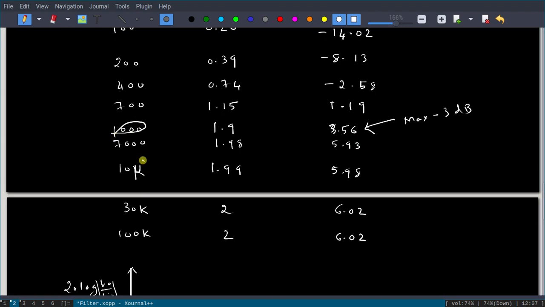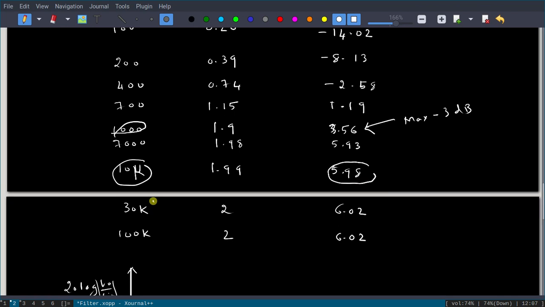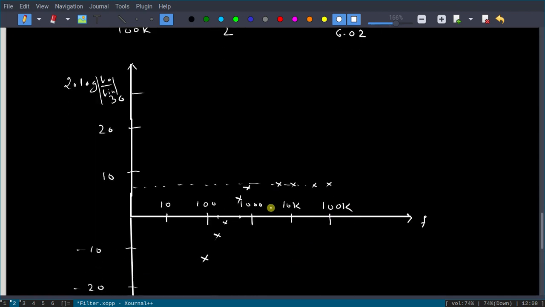So approximately maximum minus 3 dB gain you are getting at 1k. And next at 10k, one decade later, there is no change, because after cutoff frequency it will reach the maximum value. At 30k also you are getting 6.02. That's why you are getting a flat response. After this it will be flat. That is what we want. It's a high pass filter. After 1k it should allow all the frequencies, so its gain is constant.